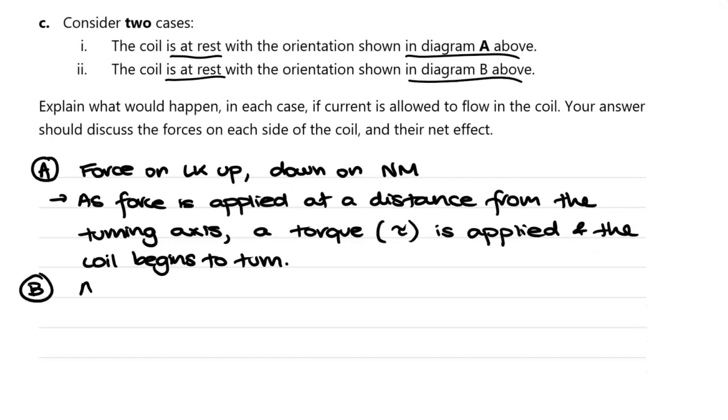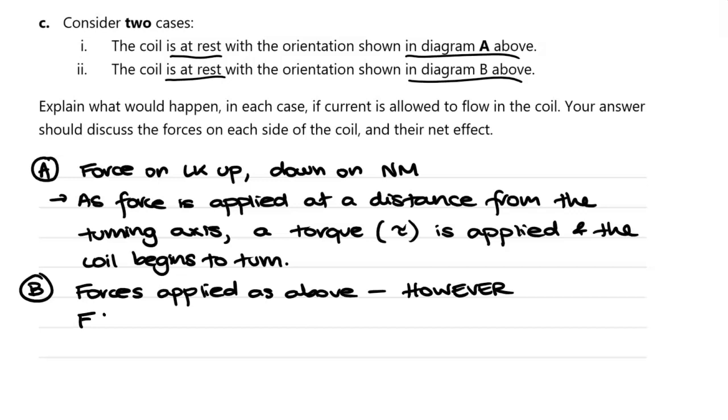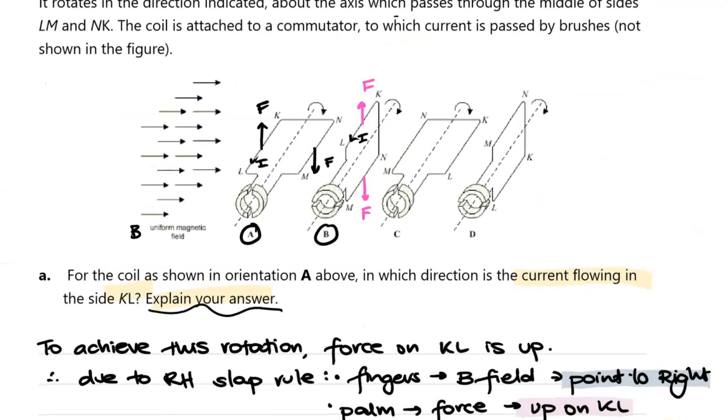In option B, we still had those forces being applied. So forces applied as above. However, the force is parallel to that R, and we can treat R as that line that goes from the center of rotation or the axle or the axis of rotation to the location where the force is being applied. Torque equals 0, therefore the motor doesn't turn. So it would be unfortunate if you tried to get your motor turning in this situation by having it in the location that we had in B there.